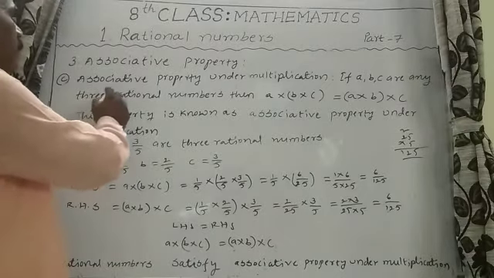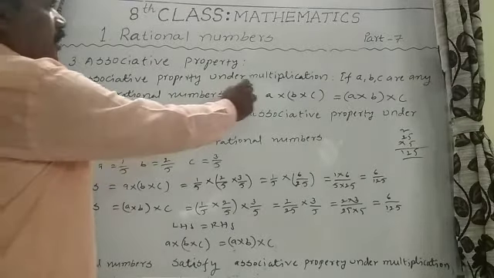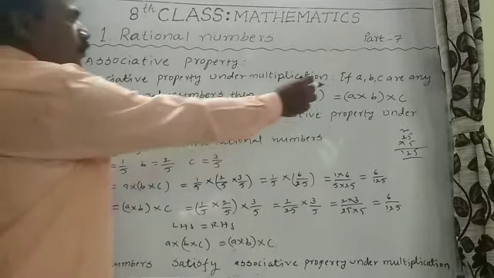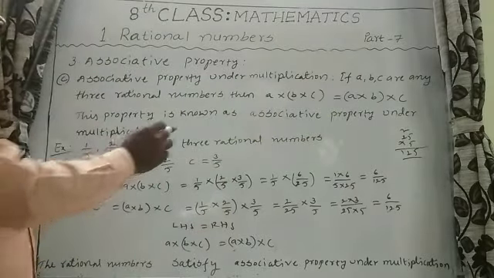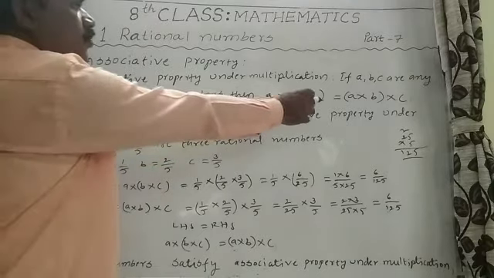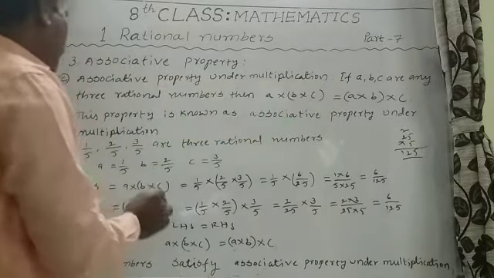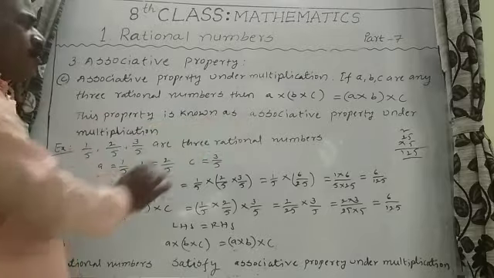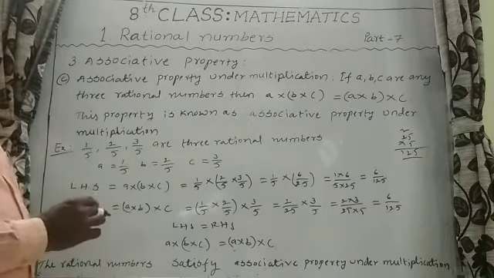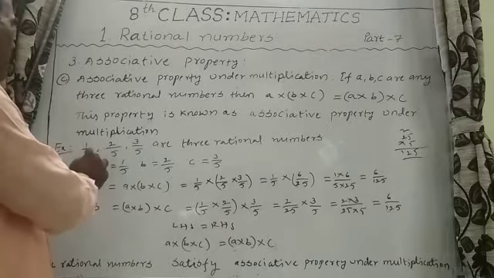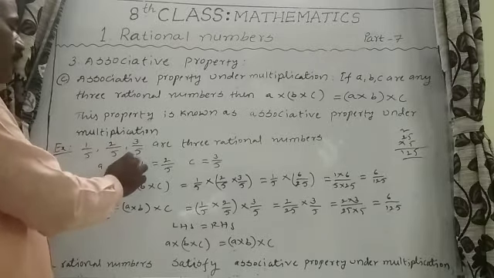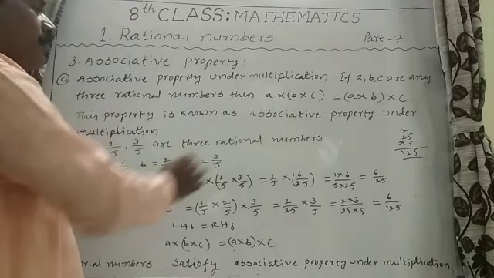Case 3. Associative property under multiplication. If a, b, c are any three rational numbers, then (a × b) × c is equal to a × (b × c). This property is known as associative property under multiplication. Take the example 1/5, 2/5, 3/5 are three rational numbers.